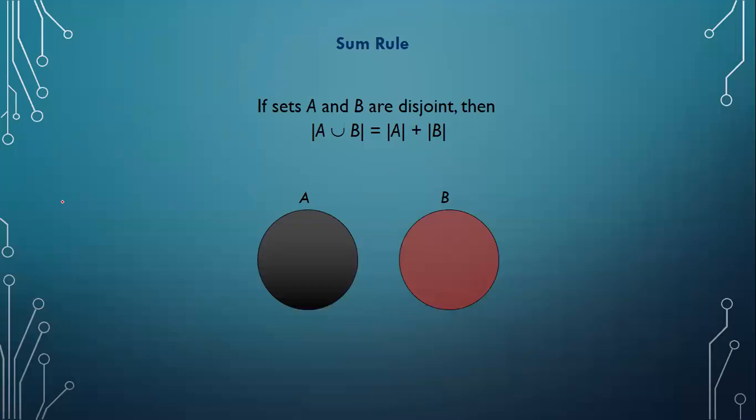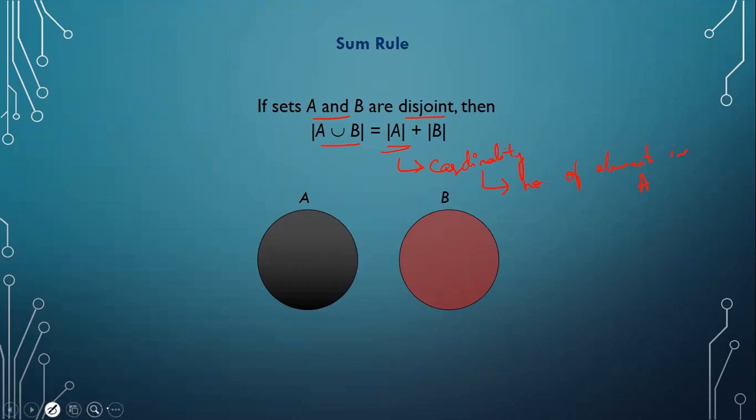The basic rule is: if sets A and B are disjoint, then the cardinality of A union B is the cardinality of A plus the cardinality of B. This symbol denotes the cardinality, which is the number of elements in A. Disjoint means there is no intersection, or any common element, between the two sets A and B. So the number of elements in A union B will be the total elements of A plus all the elements of B. That is very simple if there is no intersection between A and B.